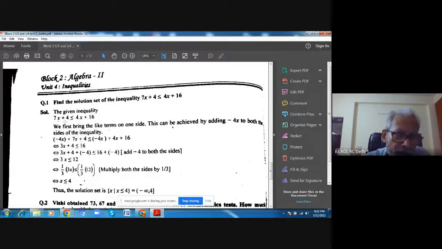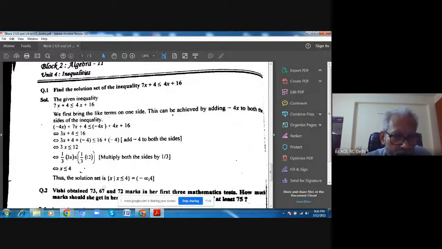In this case, 7x plus 4 is here. Minus 4x is added on this side, and the right-hand side, the other side, also has minus 4x added, and 4x plus 16 is there. So you add this and finally you find the values, and you can show that in a graph also.